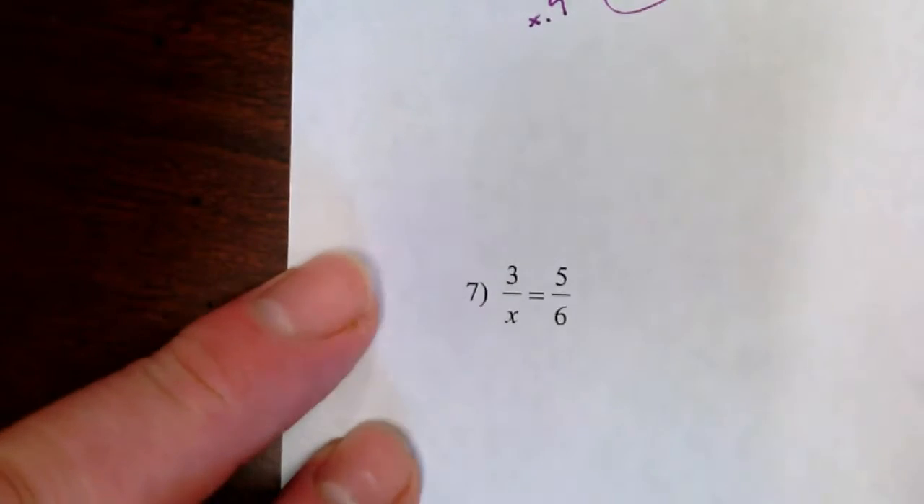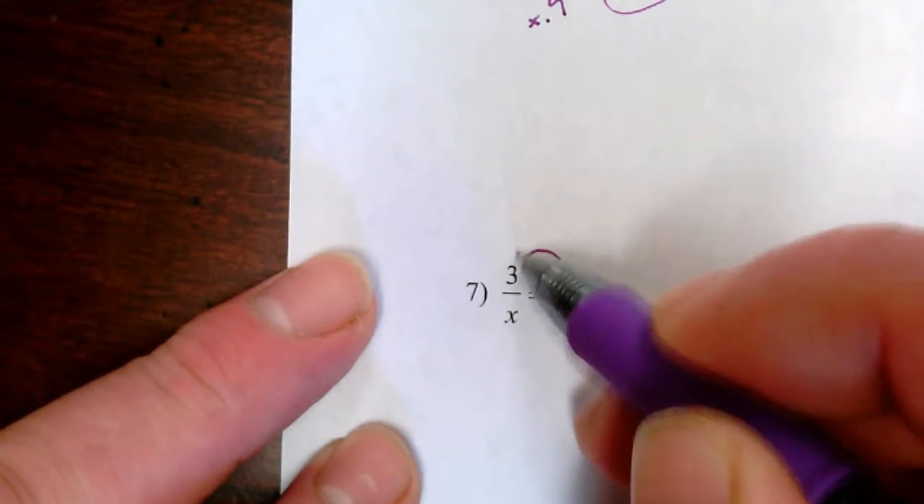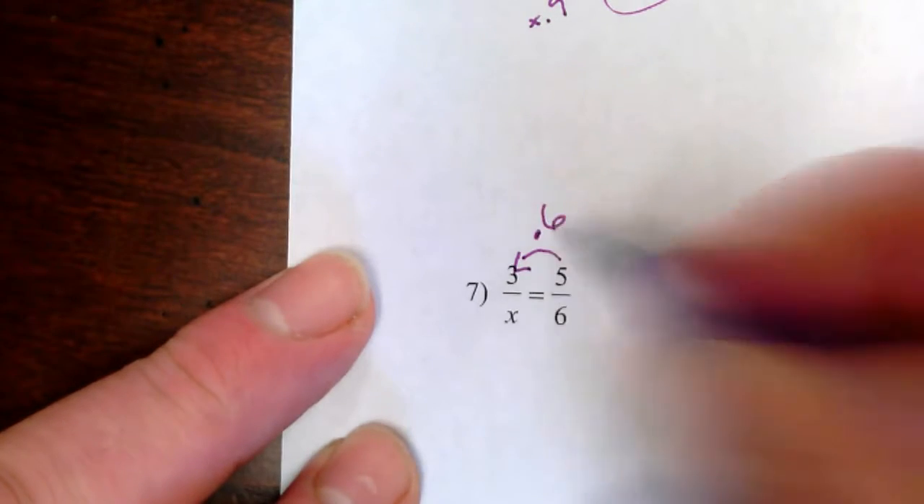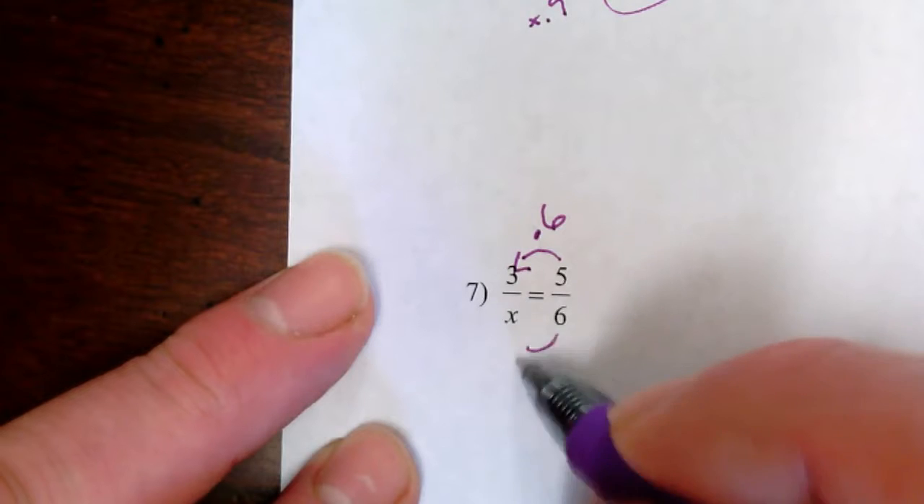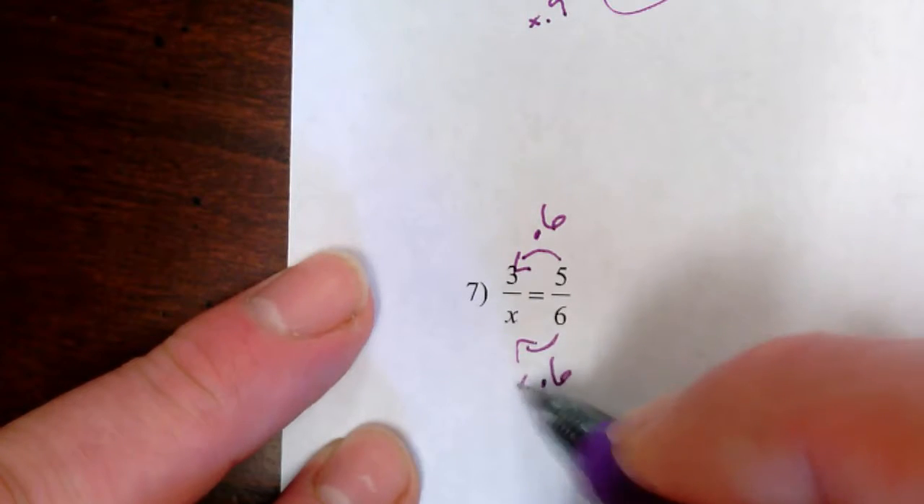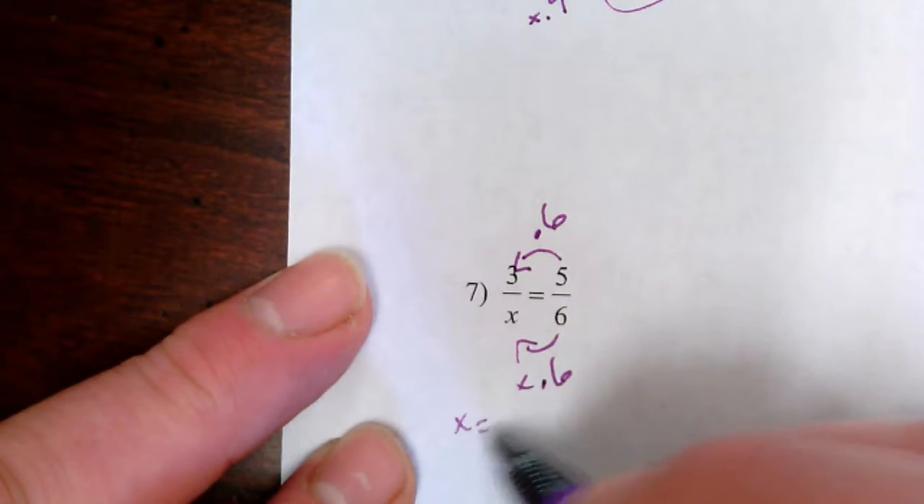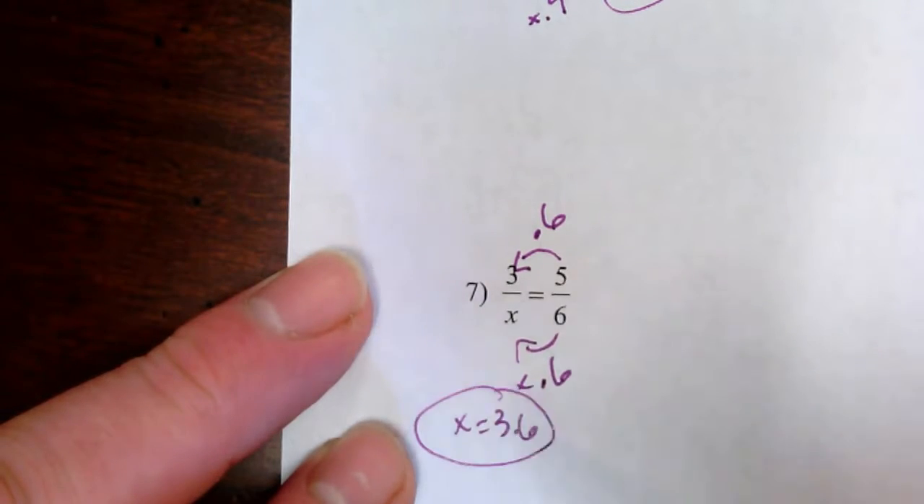Moving on here, we've got, let's see, from 5 down to 3 is multiplying by 0.6. So 6 times 0.6. Got my calculator out again. 6 times 0.6 is 3.6. So x equals 3.6.